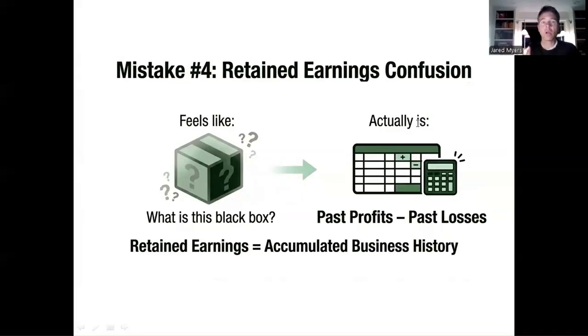Mistake number four, retained earnings confusion. People see retained earnings and think, what is this mysterious black box? It's just past profits minus past losses. That's it. Nothing magical, just history.